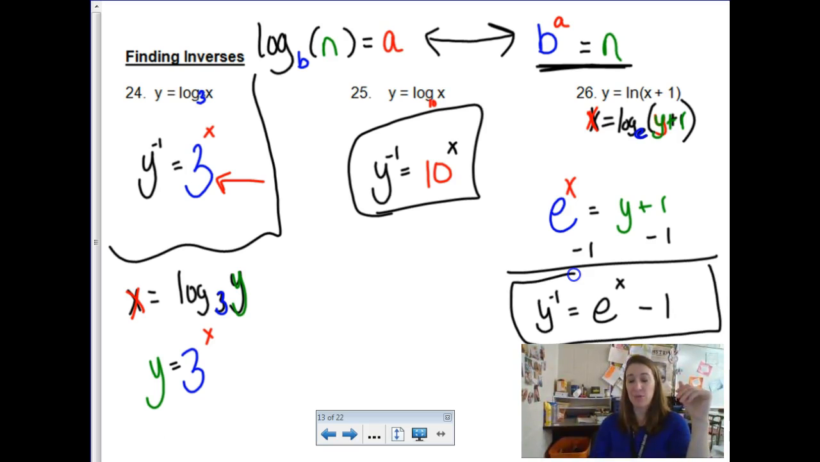Okay. That was trickier than anything I'm going to give you in Algebra 2. The ones I give you are more like 24 and 25, where as long as you can figure out the logarithm and the exponential ones are inverses of each other, you're good to go.